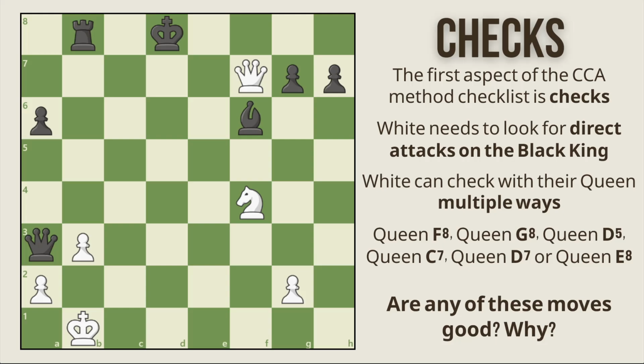I just want to ask you a question. Are any of these queen checks any good? And why? Okay. So you're saying that it's not a good idea to move the queen? Black has to move out of check.